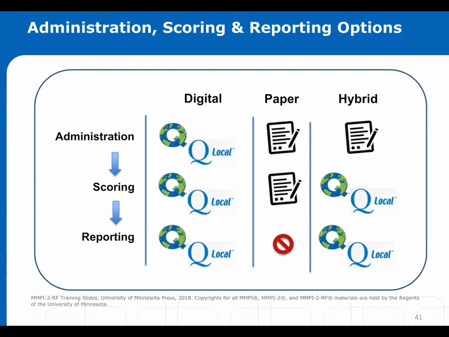Finally, it is possible to administer, score, and obtain reports via a mix of paper-pencil and automated scoring and reporting. In this case, item responses from an answer sheet completed from a paper-pencil administration are manually entered and verified by the test administrator in either QGlobal or QLocal, a process which takes approximately 15 to 20 minutes. After test responses have been entered, digital scoring and reporting are immediately available via these systems.